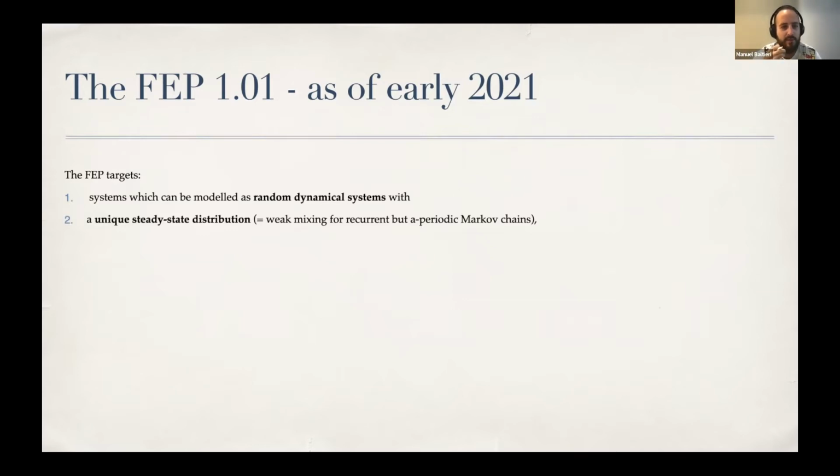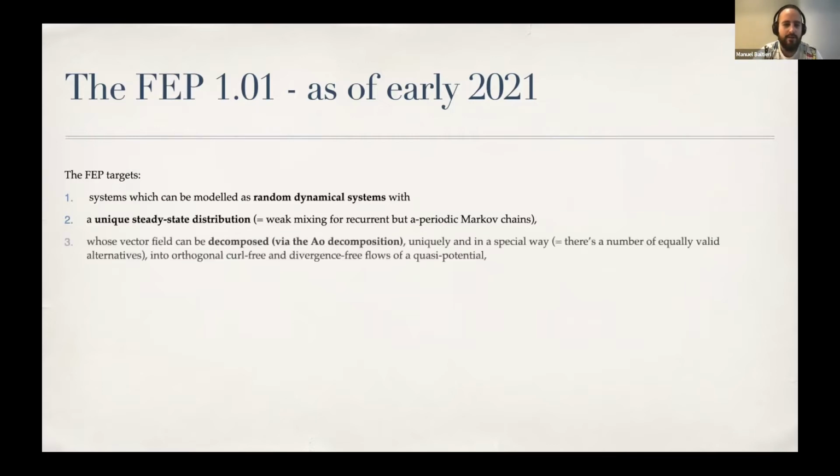So, a random dynamical system. This system needs to have a unique steady state distribution, and the flow of this random dynamical system can be decomposed into two components of a quasi-potential: one that is divergence-free, meaning that it's just something rotating around the steady state, and something that is curl-free, which is basically a gradient component of this quasi-potential. It's a quasi-potential because it's not a proper potential, in the sense that it's not just a gradient of something, because there's a curly part.